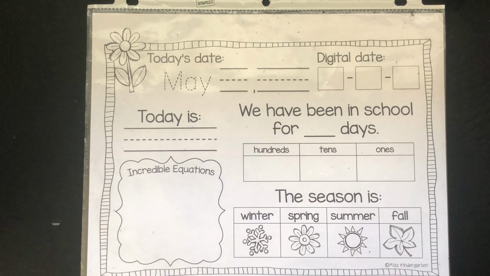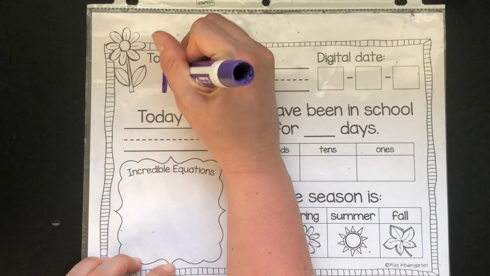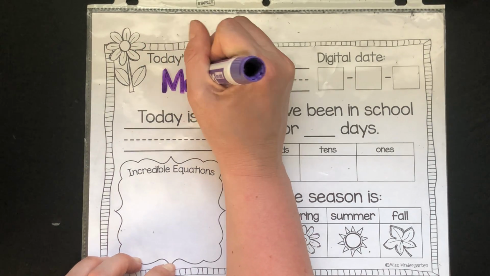So you should have received a new calendar from me and slid it into your clear sleeve. You could get rid of your April calendar because it's a new month. Woo! So Lovebugs, the name of our new month is May. So we're gonna trace that. Today is the first day of our new month of May.